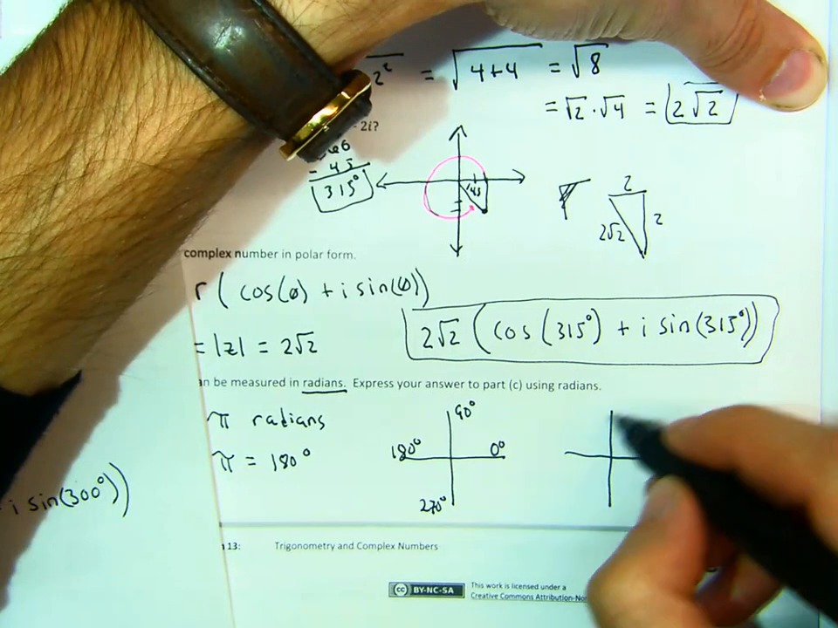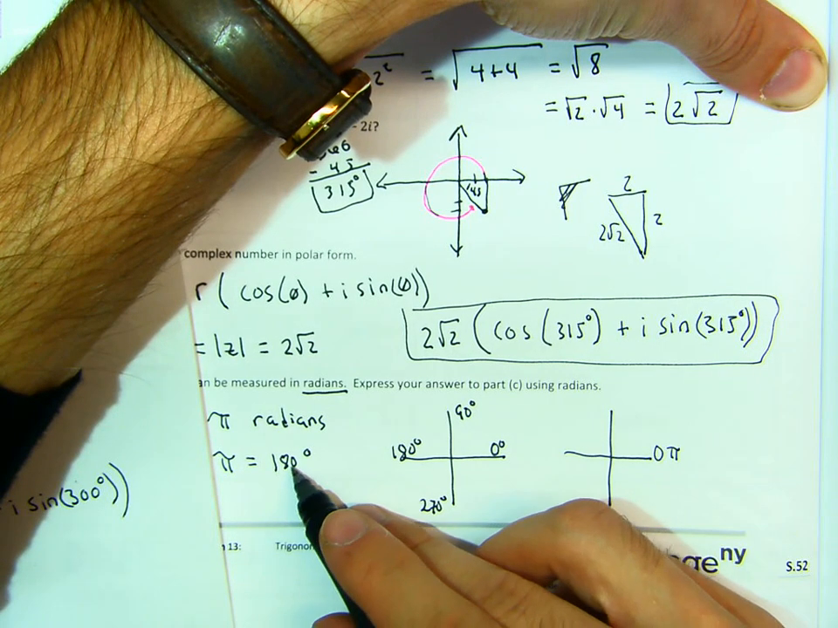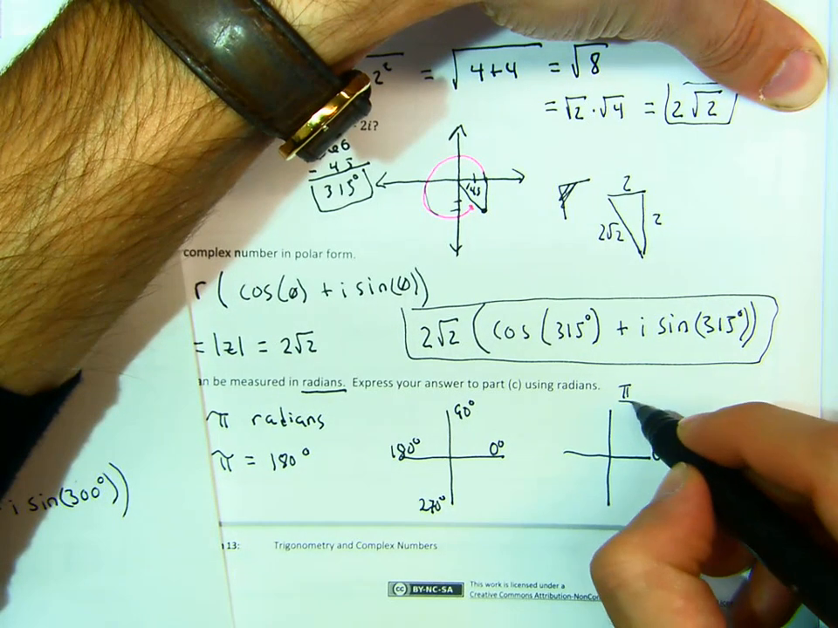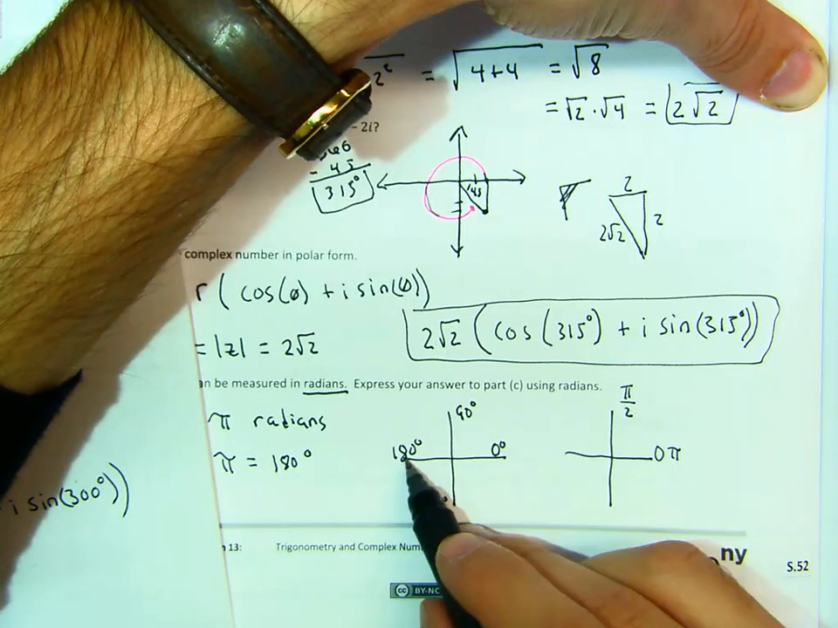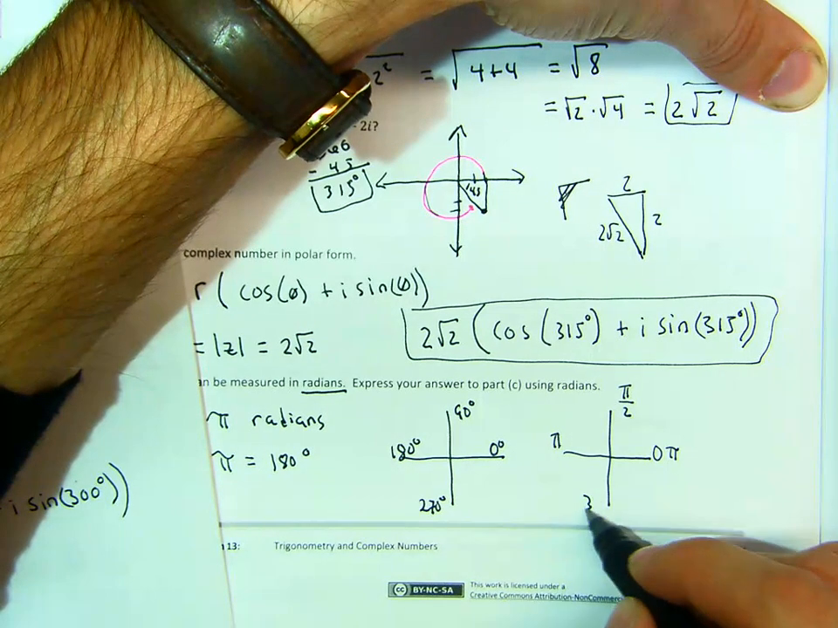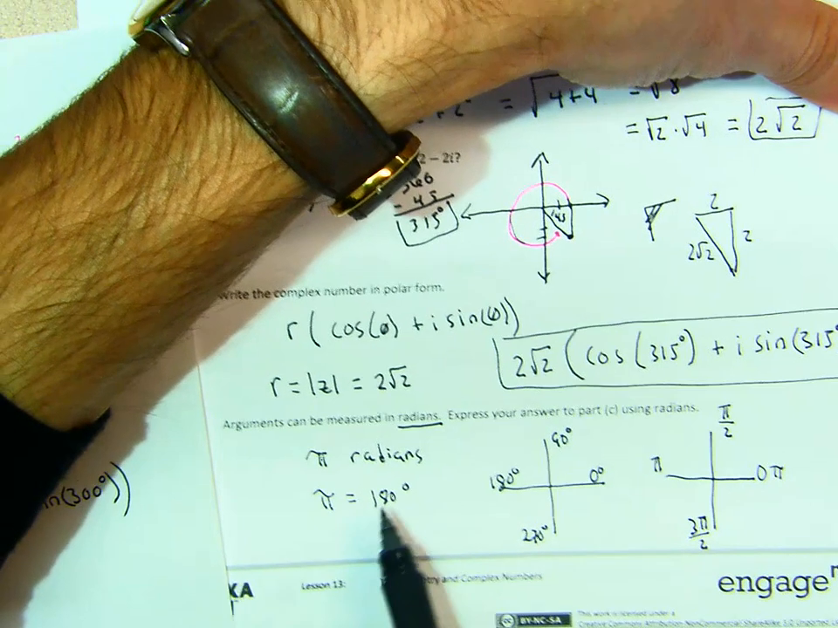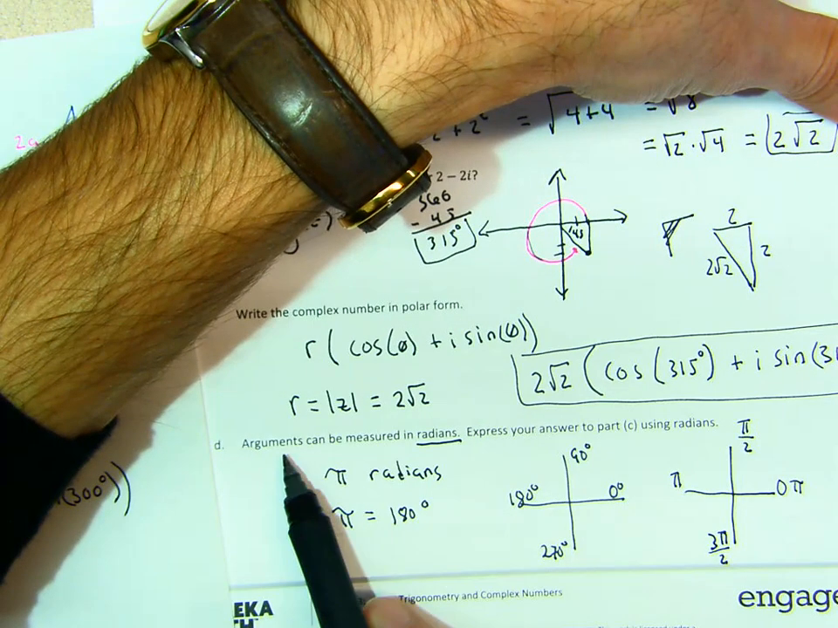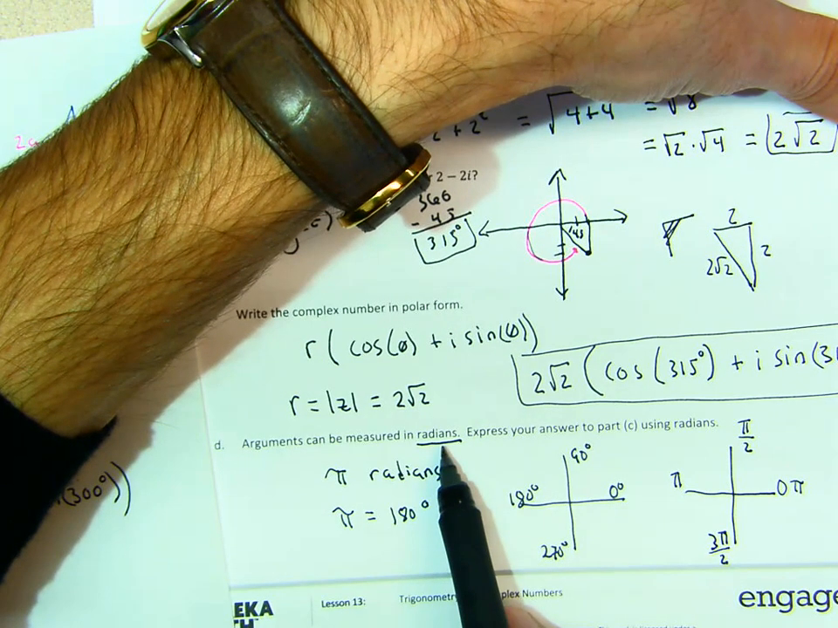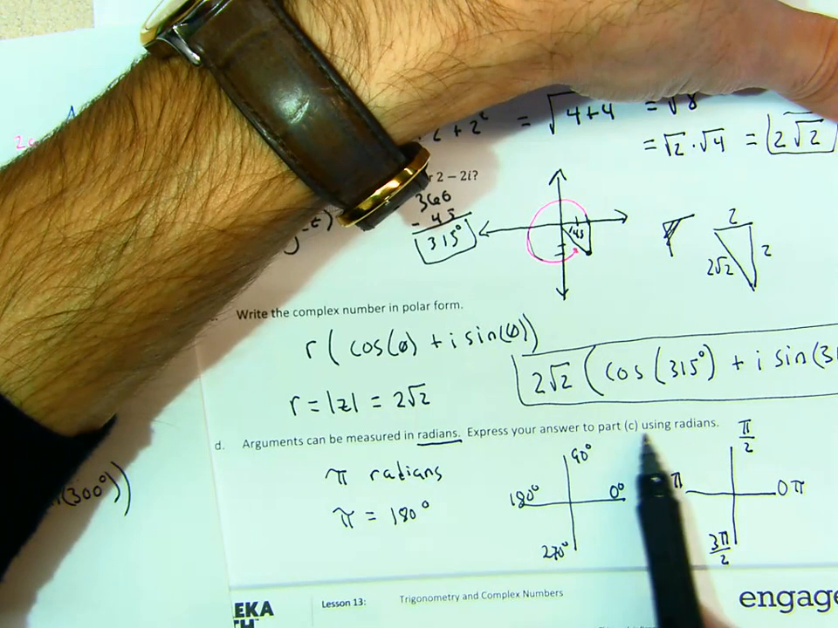How do I get 90? It's 180 divided by 2. So it's just pi over 2. And this has to be 180, right? So this is pi, and this is 3 pi over 2. And the question is, how can we get this? The arguments can be measured in radians. So express your answer in part C using radians.